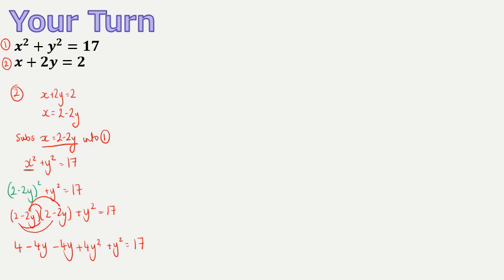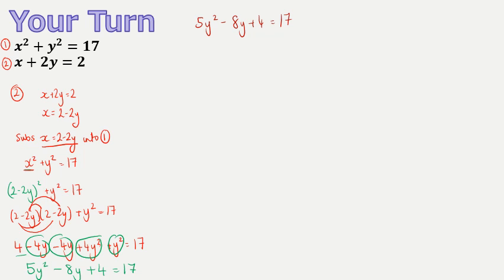Collecting the like terms, well, I've got 1y squared plus another 4y squared, so that's 5y squared. Minus 4y minus another 4y, and then the 4 is remaining on the end, and the 17 here. So I'm resulting with 5y squared minus 8y plus 4 equals 17. And like I said before, if we've got a quadratic equation, which we have, we've got to get this side equal to 0 in order to be able to factorise it. So I'm going to have to take away 17 from both sides.